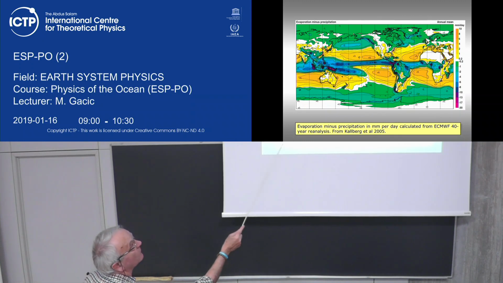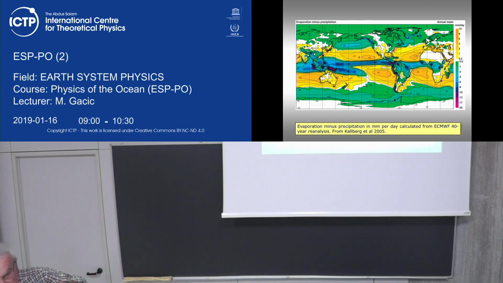So these are the local differences from one area to the other, which then contribute to these features where the salinity differs from the evaporation minus precipitation.